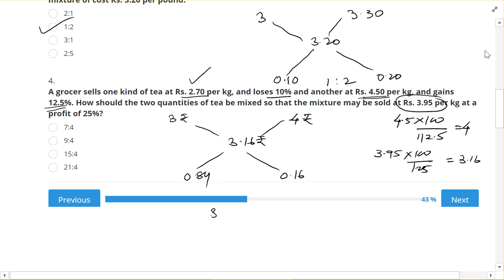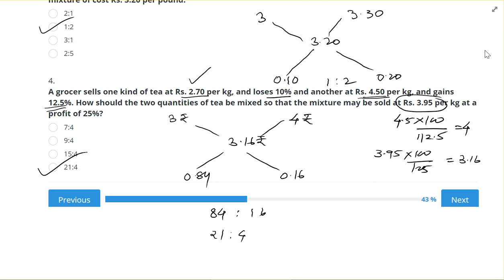So 84 is to 16, that is 21 is to 4. 21 is to 4 is the ratio. So the basic thing is, at first find the cost price of all. Because at the end, for calculation of profit or loss, cost price will be important, not the selling price but cost price.